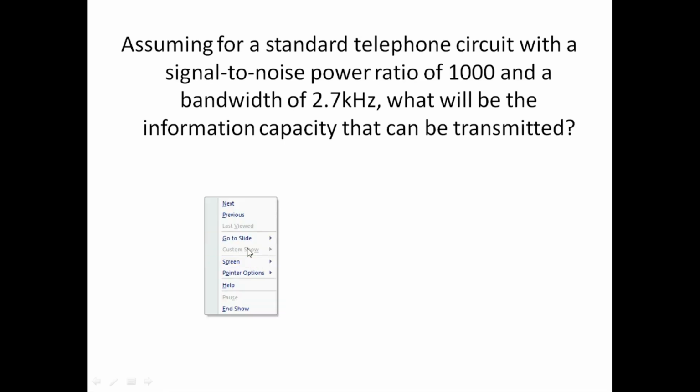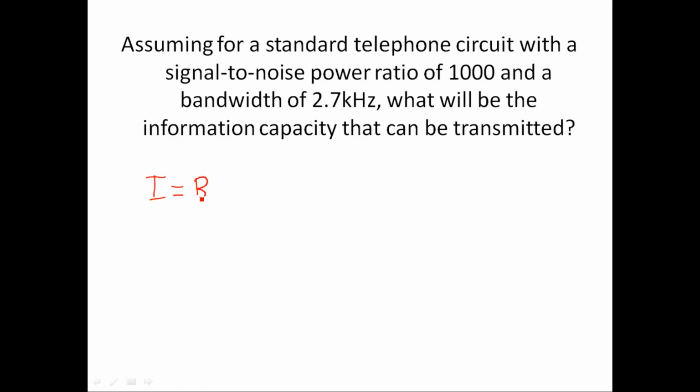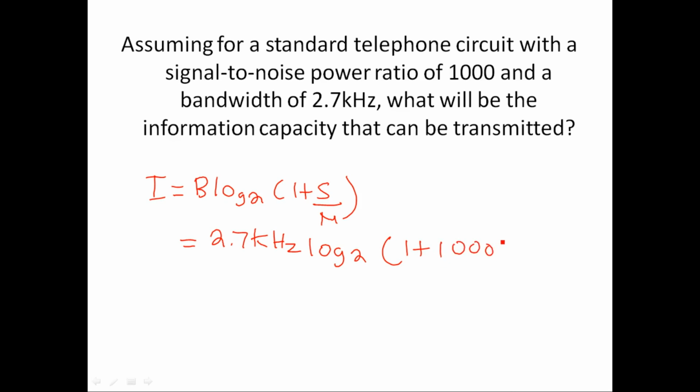Okay, so let's have an example. Assuming for a standard telephone circuit with a signal-to-noise ratio of 1,000 and a bandwidth of 2.7 kHz, what will be the information capacity that can be transmitted? Okay, so by using the formula, I is equals to B log 2 (1 plus S over N). So, direct substitution lang. 2.7 kHz times log base 2 of (1 plus 1,000), so log 2 of 1,001 times 2.7 kHz.